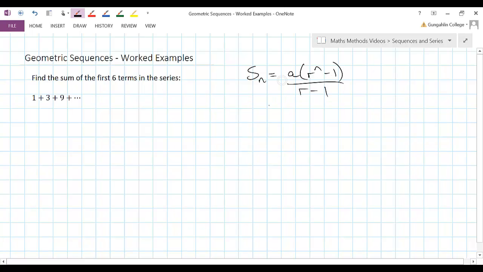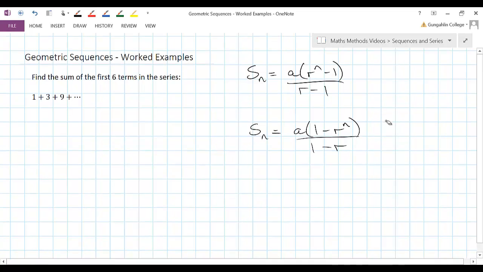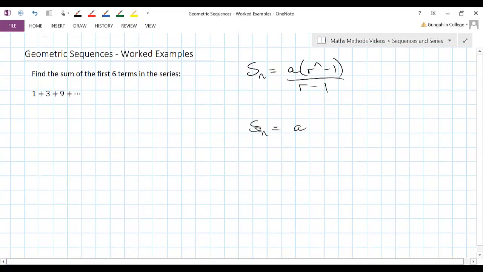Now this is one form. You will also see it in this form, where the 1 and the r are swapped around. These are equivalent, and you can show relatively easily that these two statements are equivalent. It's a relatively straightforward process in algebra. I tend to prefer the first one.